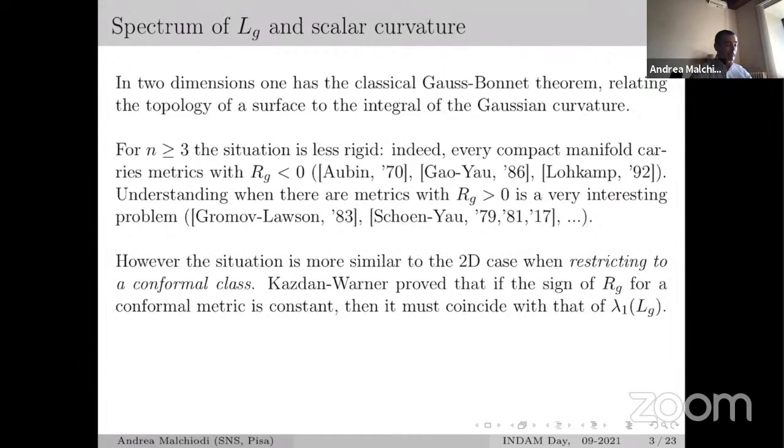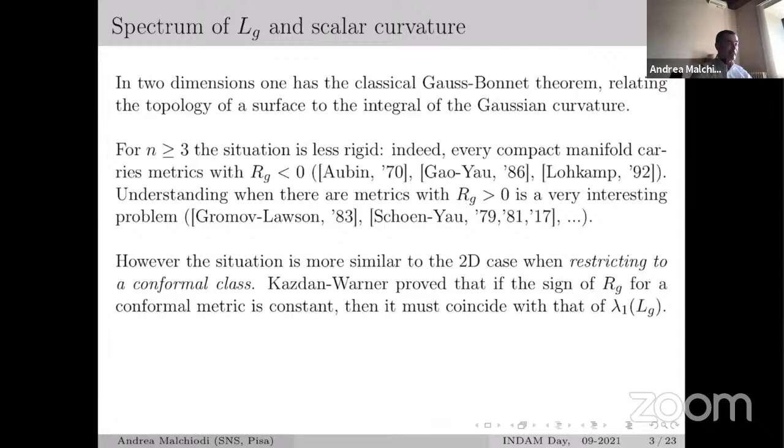But if you restrict, in dimension greater or equal to 3, to a given conformal class, so if you don't take any arbitrary deformation of the metric, but just conformal deformations, as I wrote above, then the situation is more similar to the 2-dimensional case.